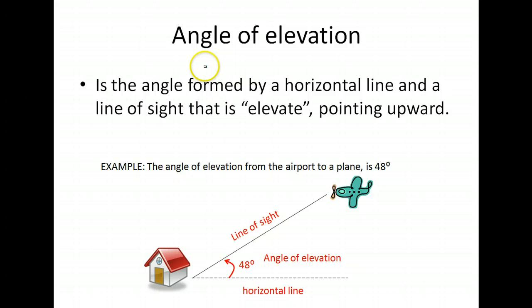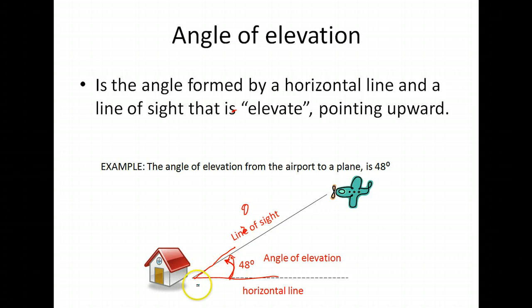Right, so again, we're discussing angles of elevation and depression. Here is the definition for an angle of elevation. It's an angle formed by a horizontal line and a line of sight that's elevated or pointing upward. An angle of elevation is formed by having a horizontal line and opening up from that line. This would be an example of an angle of elevation.